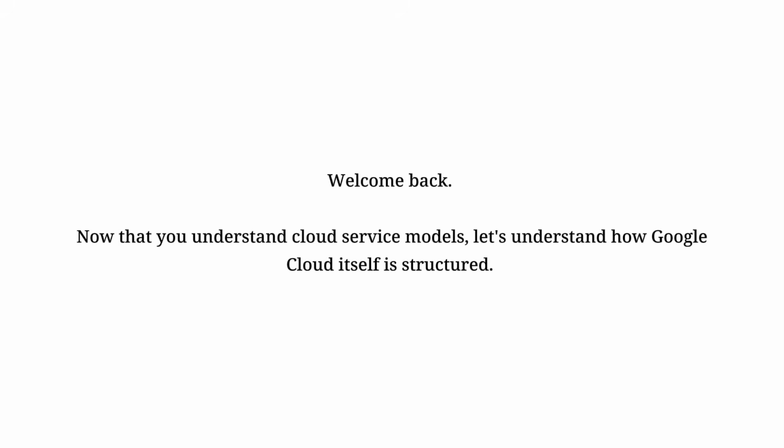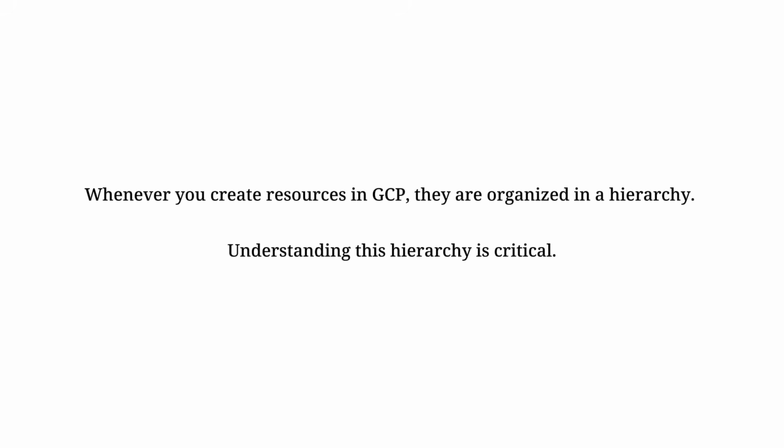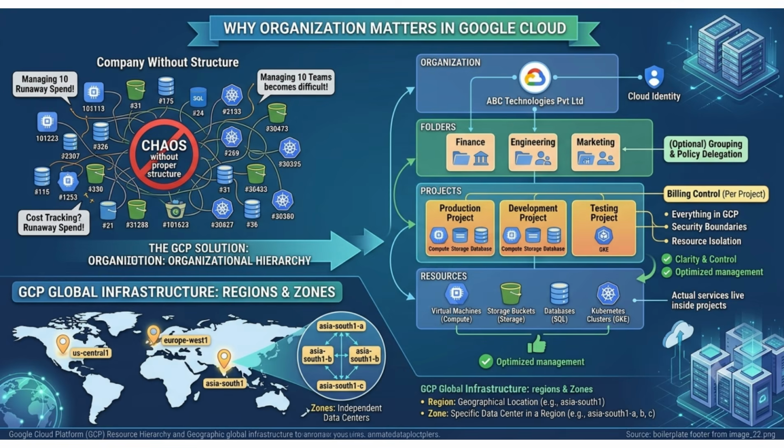Welcome back. Now that you understand cloud service models, let's understand how Google Cloud itself is structured. Whenever you create resources in GCP, they are organized in a hierarchy. Understanding this hierarchy is critical. Why organization matters. Imagine a company with 10 teams, 50 applications, hundreds of servers. Without proper structure, managing everything becomes difficult. That's why GCP uses a resource hierarchy.